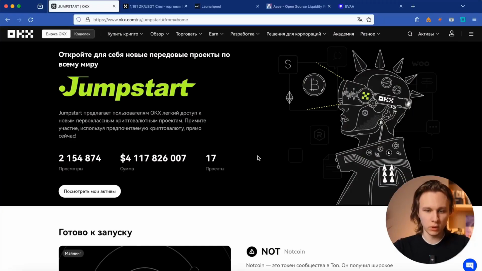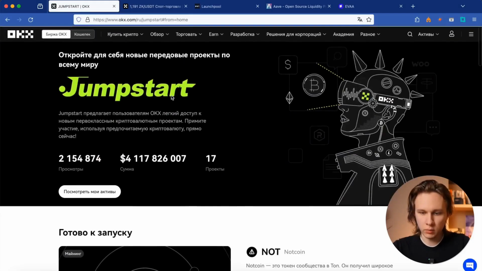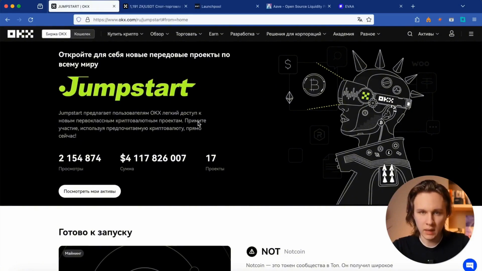What is this method of earning suitable for beginners that allows them to consistently receive good profits? These are launch pools available on major exchanges. This is available on the OKEX exchange, on the Bybit exchange, and also on the Binance exchange. But today I will not show it because I do not have an account there. So I will limit myself to just 2 exchanges.